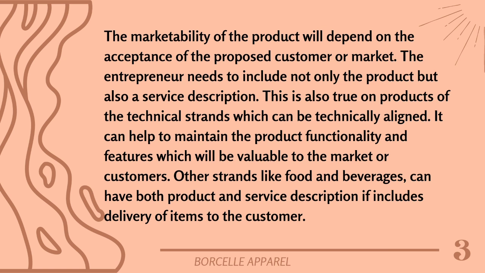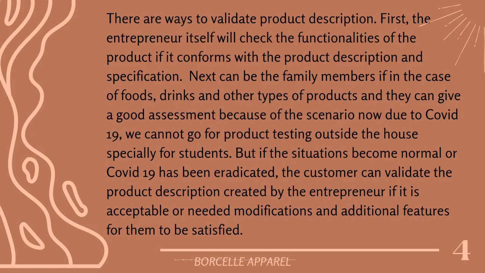Other strands like food and beverages can have both product and service description if it includes delivery of items to the customer. There are ways to validate product description. First, the entrepreneur itself will check the functionalities of the product if it conforms with the product description and specification.